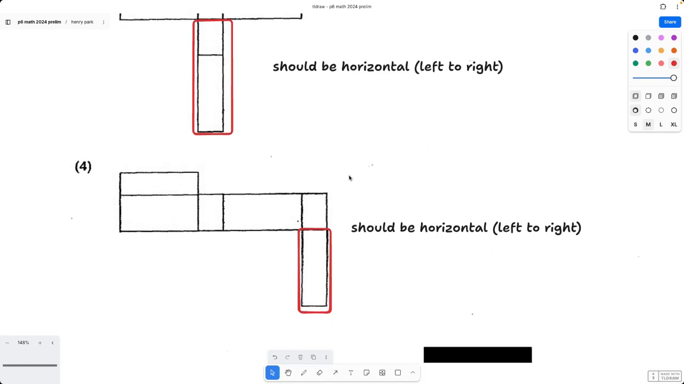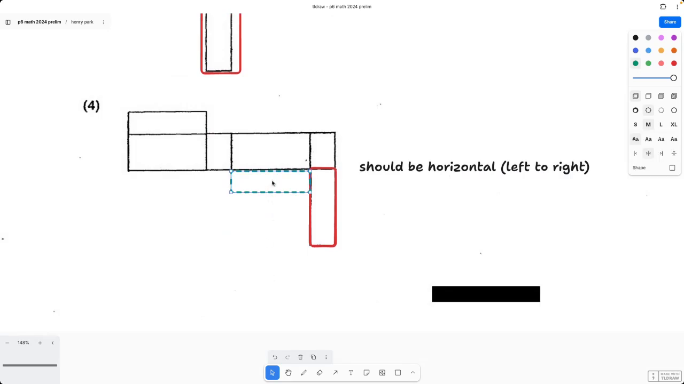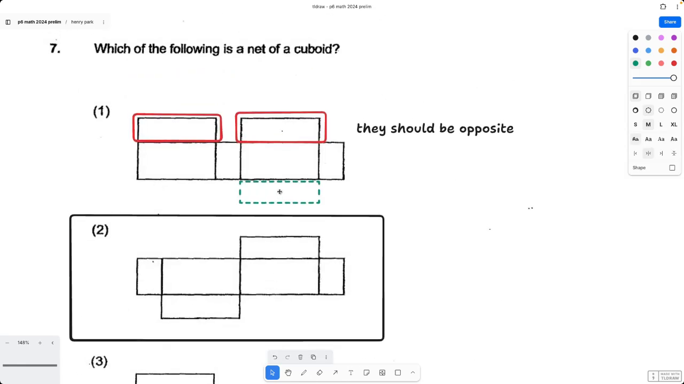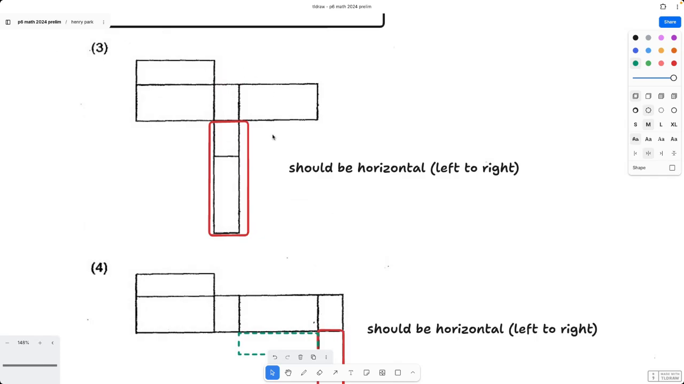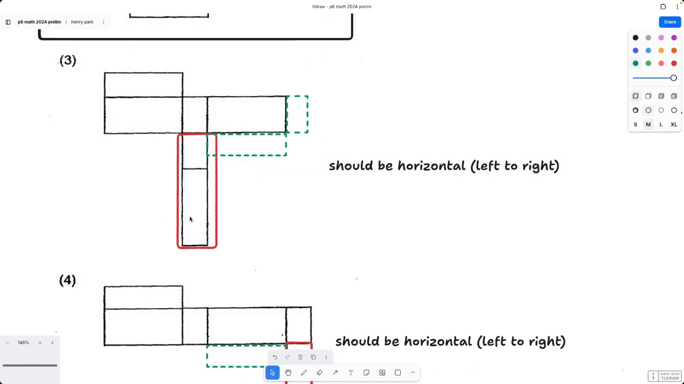So this thing should be over here instead. I'm going to make this like this. So this over here should be here. So this is the correct one. I'm going to put this in green. Then for the same, I'm going to do this. This one should be here, this one should be here, and this one should be here, like this. Yep, that's roughly it.